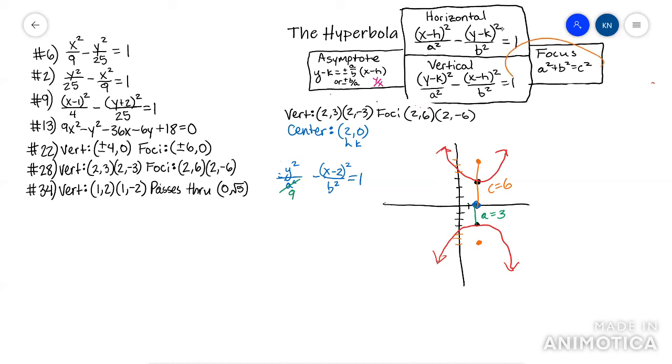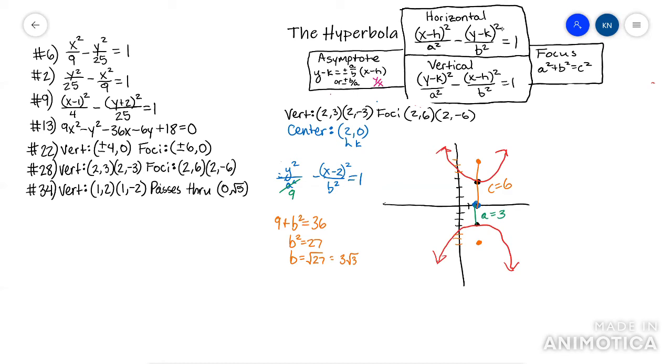That's important because now you can just use this equation, a squared plus b squared equals c squared. You know what a squared is, it's 9. You don't know what b squared is, but you do know what c squared is. If c is 6, that means c squared is 36. So you just be like, okay, well, b squared has to equal 27. So b has to equal root 27, which is 3 root 3.